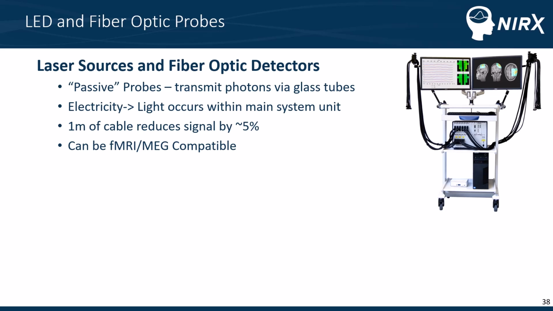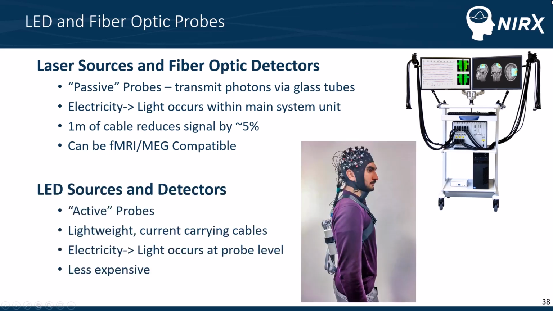And laser sources and fiber optic detectors can be fMRI and MEG compatible. As I said before, not all systems are going to combine well with all other modalities. When you do want to combine with fMRI or MEG, you need to use these fiber optic probes because they don't have any electricity running through them.